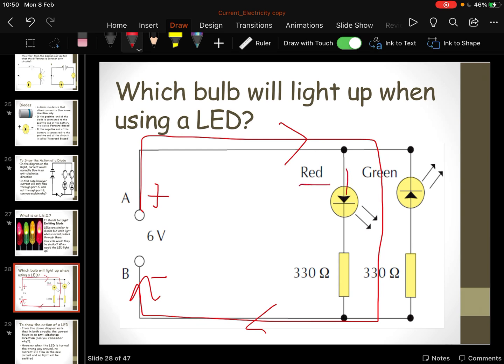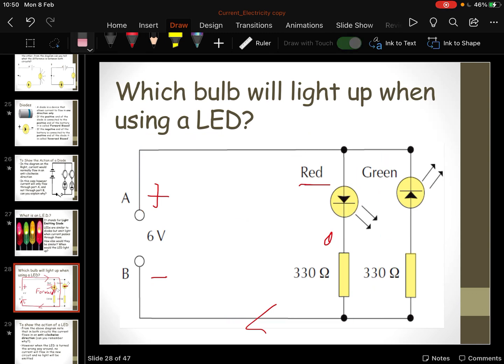It's going to be red, because the arrow is pointing in the correct direction. This one is reverse biased. You see, so this one is forward. So that's a forward biased diode.